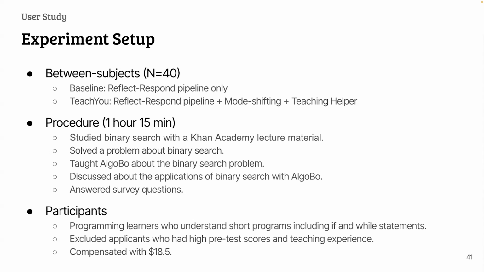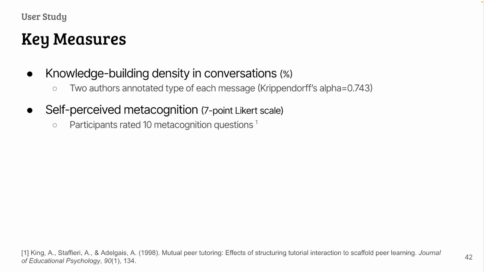The participants were programming learners who could understand basic Python programs, and we excluded those with high prior knowledge to avoid the ceiling effect. Our key measures were the density of knowledge-building messages in conversations and metacognition. For the knowledge-building density, the two authors classified messages and counted the proportion of knowledge-building messages. For the self-perceived metacognition, we used a questionnaire from King et al.'s study.